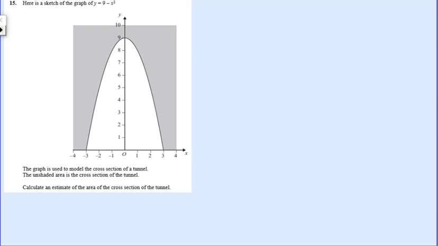This question is looking for the area of the unshaded section. Now, we can't be very, very accurate because it's a curve. So what we're going to do is split it into trapeziums. I'm just going to focus on from 0 to 3, because it's a quadratic curve, it's symmetrical, so I can just figure out the area of that section and then just double it at the end. So I'm going to split them into 3 trapeziums.